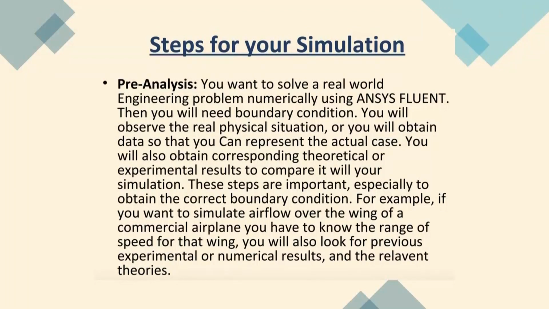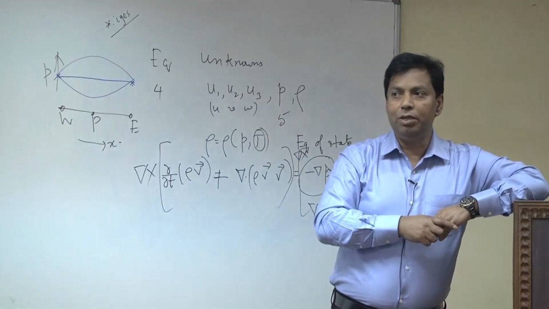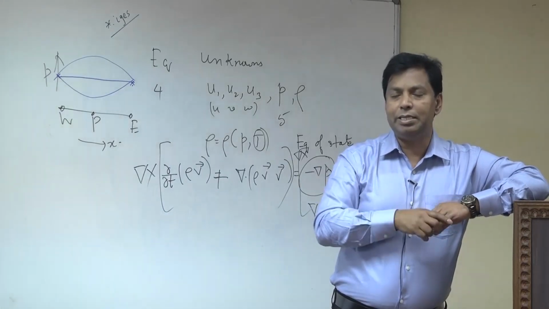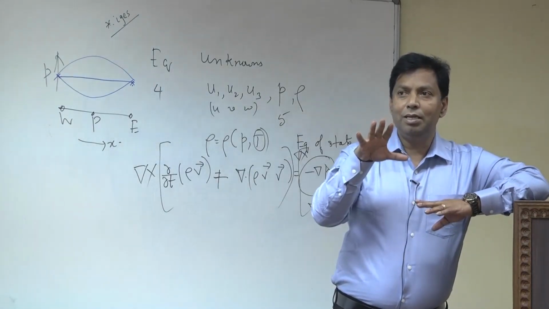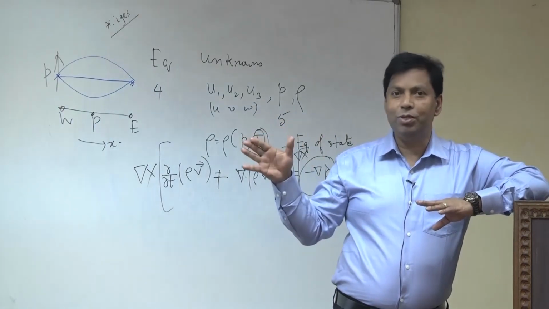So you observe the real physical situation, or you will obtain data so that you can represent the actual case. Okay. So you will also obtain the corresponding theoretical or some experimental result, and then you can compare your results with them. So in our CFD research, what we do for the validation, for example, is we are solving one totally new problem. That problem is not solved yet, is not available. So how can you validate? Before that, for the validation, you have to get something very similar or close to your problem.